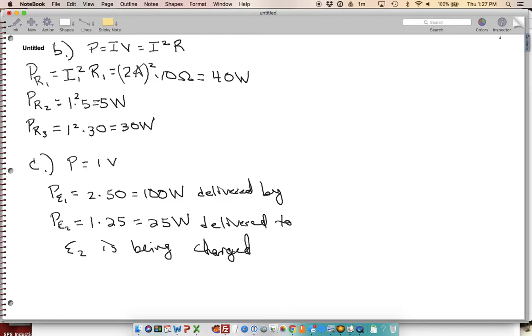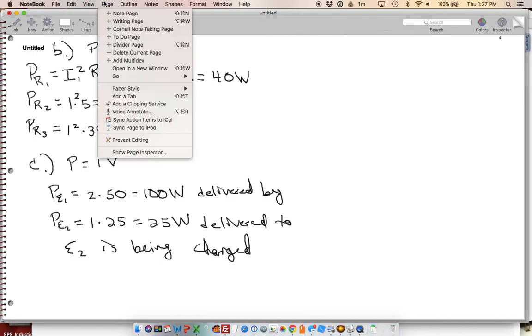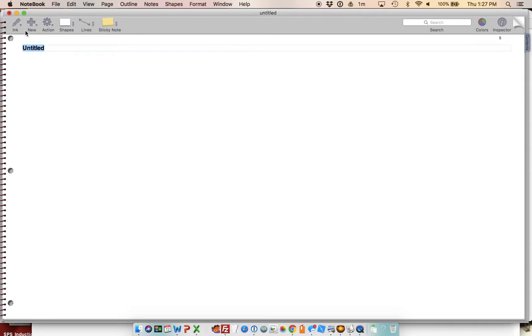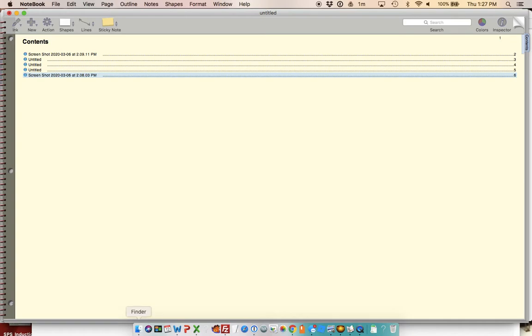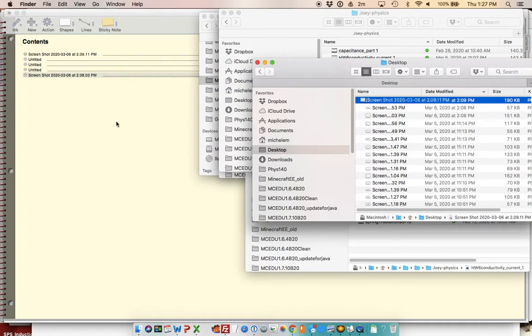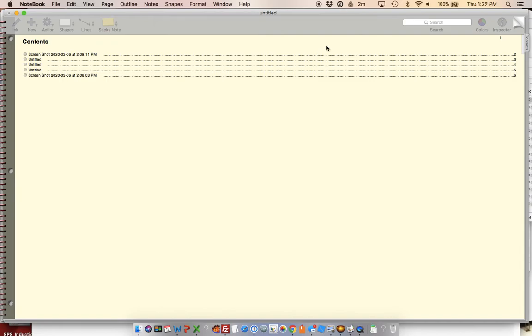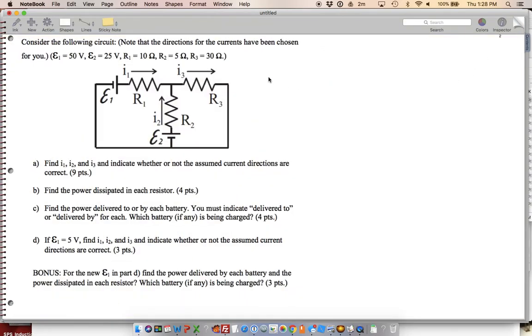Okay, and now D. What happens if E1 switches to 5 volts? So we're going to start on a new page here, and we're going to start over with our equations. We're going to go back and do the same thing that we did before. Let me grab another screenshot here. Right, so instead of this being 50, we're going to say this is 5. And we're going to start our equations again.